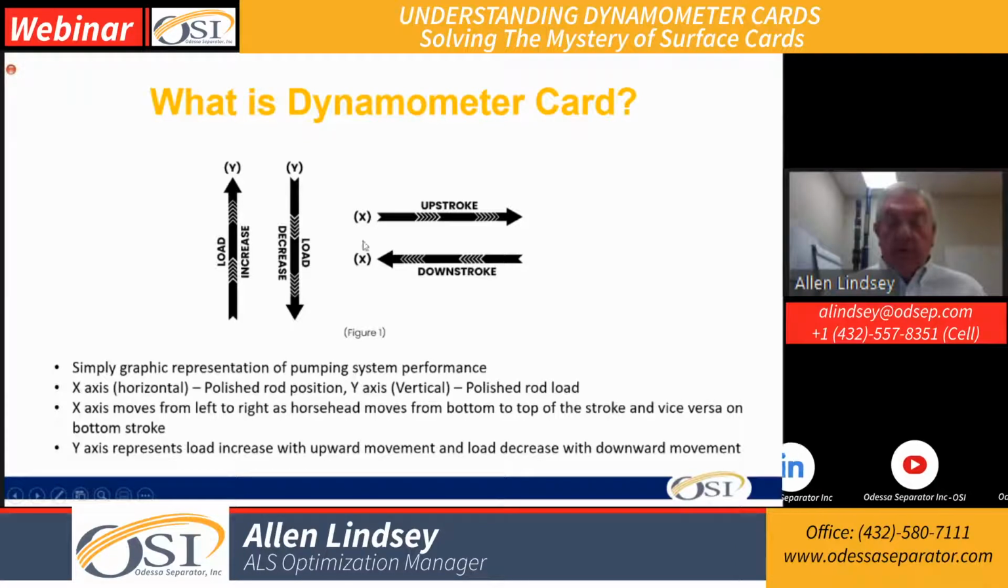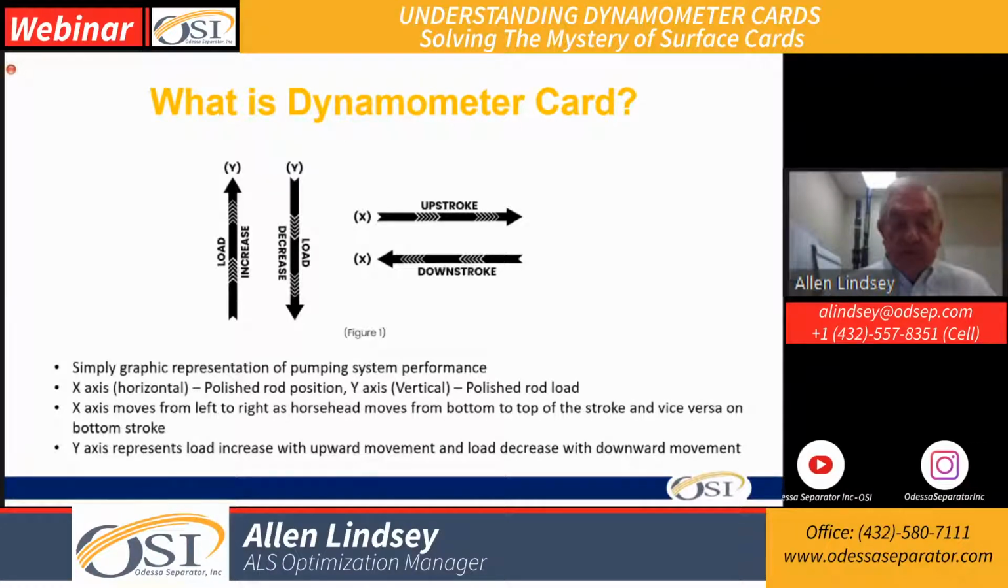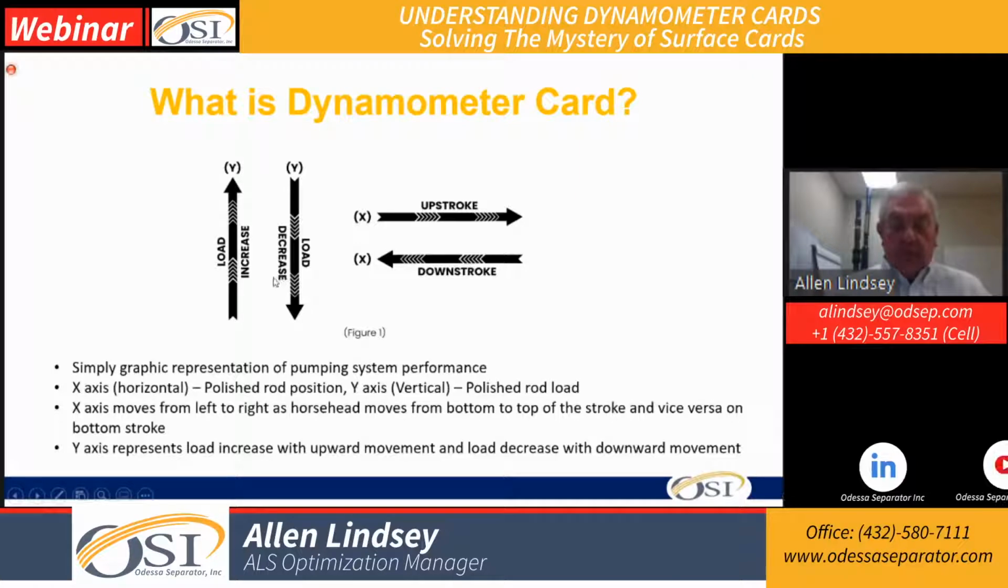The x-axis moves from left to right as the horse head of the pumping unit moves from the bottom of the stroke to the top of the stroke, or the upstroke. The x-axis moves from right to left as the horse head moves from the top of the stroke to the bottom of the stroke, or the downstroke. Pumping system load increases are represented by an upward movement of the y-axis, and load decreases are represented by a downward movement of the y-axis.